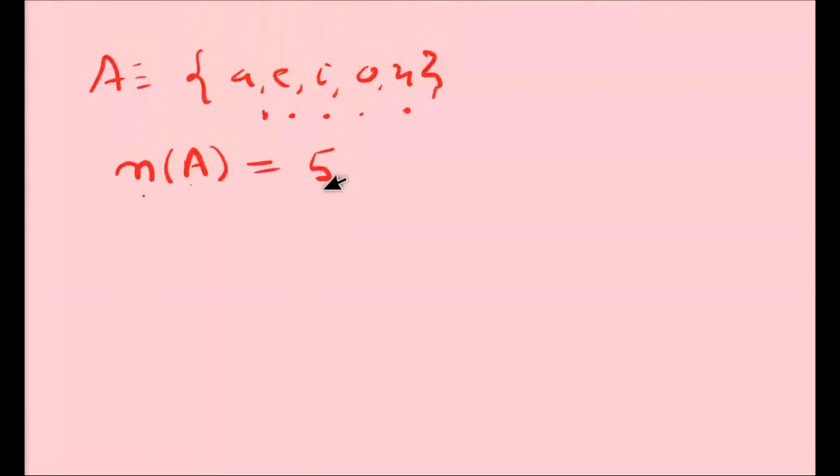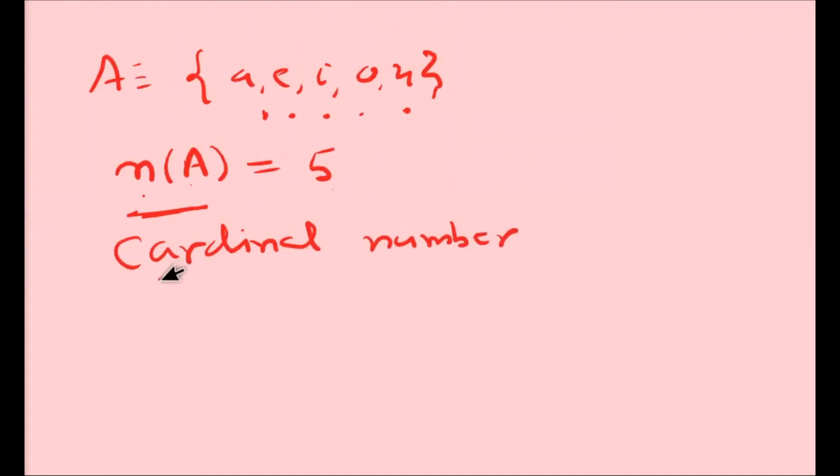Okay, there are 5 members, and this is known as the cardinal number. A special name is given to this number, that is the cardinal number. So what is the cardinal number? The number of elements when you count in set A is known as the cardinal number. Okay, understanding? So now according to the cardinal number, we can define the set this way.